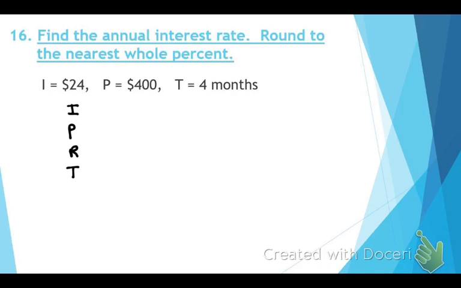Okay, so let's look at the first one. What is the I? $24. Remember, that's the interest, okay? So that interest is going to be $24. What does the P stand for? Principal. The principal is the starting amount. What does it say the P is here? $400.